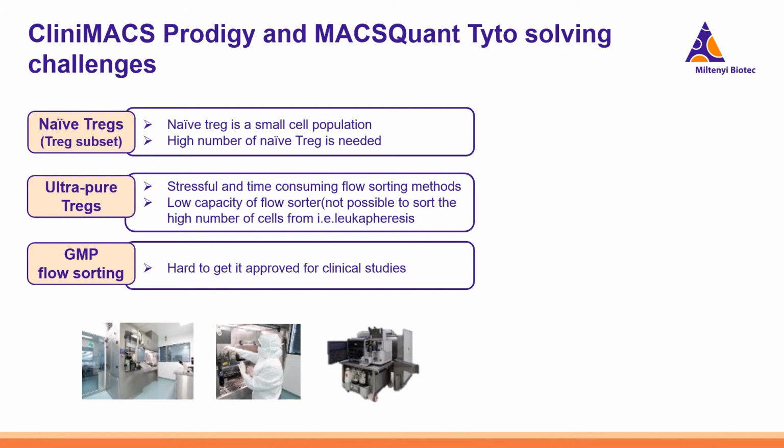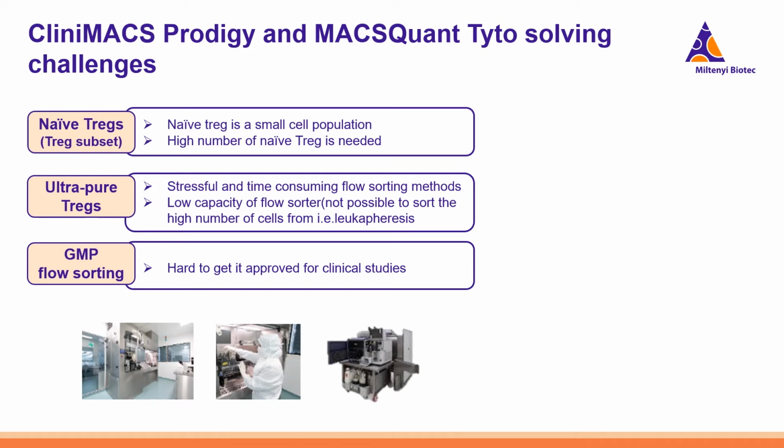But first of all, let's have a look at the main challenges in recent years in the field of clinical Treg manufacturing. The first one is naive Treg production. Naive Tregs are a small cell population, and a high number of naive Tregs is needed for the new applications. Ultra-pure Tregs: flow sorting methods are really stressful and time-consuming, which is not the favorite part of this workflow for Tregs because they are really fragile cells. The low capacity of flow sorters is not really answering the need of the market as well. And for GMP flow sorting, it's really hard to get all the approvals for clinical studies with the current solutions in the market.